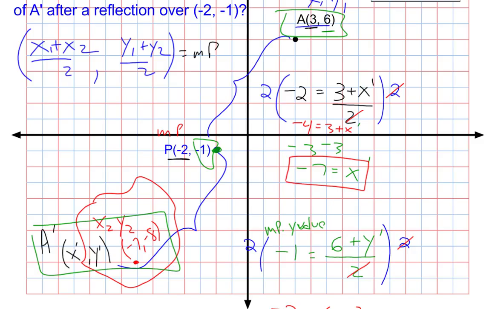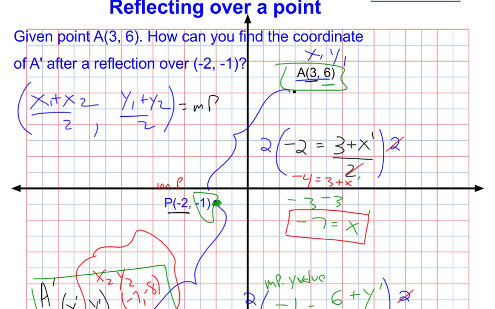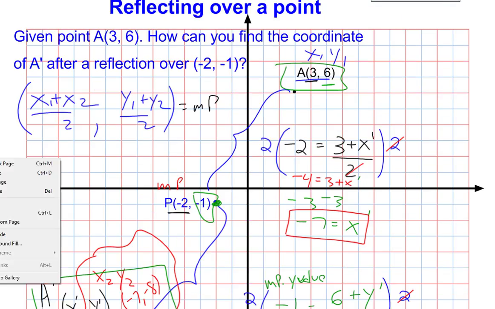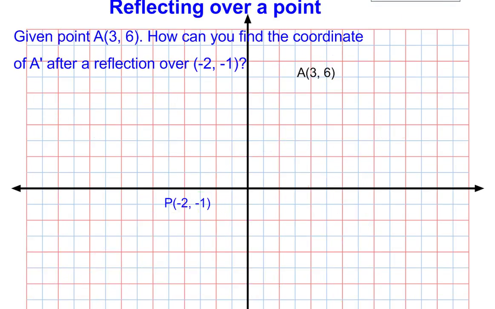So what we're going to do is clone this page and clear everything from it. Okay, another way of thinking about this is as follows. So -2, -1 is my P, the point that I'm reflecting over, and 3, 6 is my original point. So I can think of this as follows. How many units down and how many units across do I need to get from point A to point -2, -1?